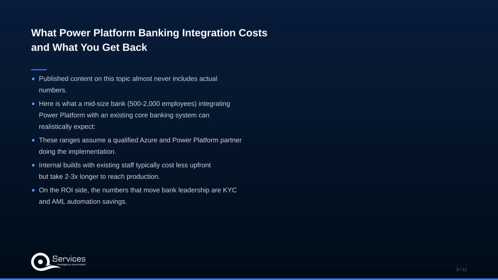On the ROI side, the numbers that move bank leadership are KYC and AML automation savings. A manual KYC review at a mid-market bank typically costs $35 to $80 per customer when you account for analyst time, document handling, and rework cycles. Automating the data gathering and pre-screening steps with Power Automate flows connected to the legacy core cuts that cost to $8 to $15 per customer. At 500 new customers per month, that's $10,000 to $32,500 in monthly savings from KYC automation alone.